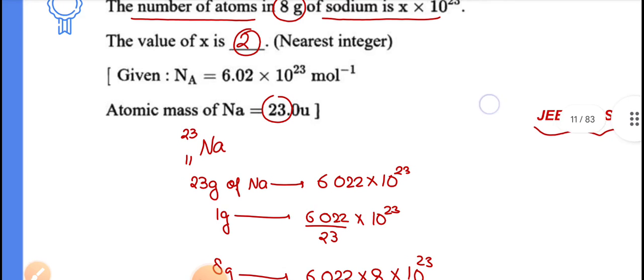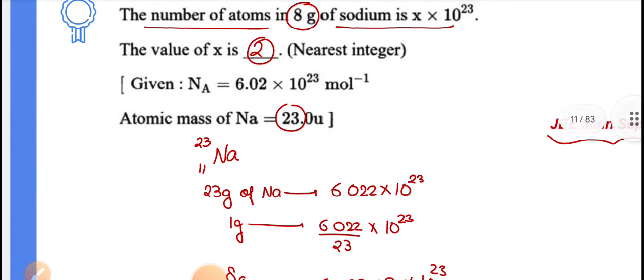In the question we are given that the number of atoms in 8 grams of sodium is x into 10 to the power 23. What is the value of x? We should find the nearest integer value of x. In the question we are given the Avogadro number and the atomic mass of sodium.